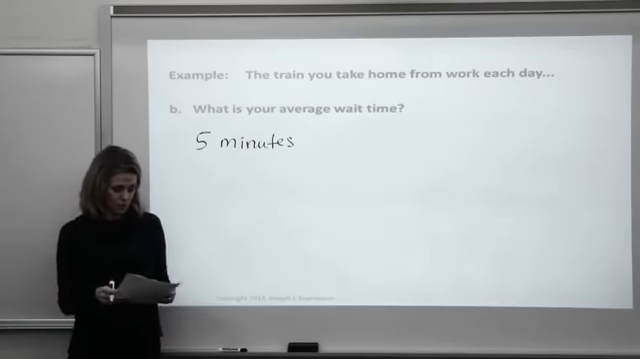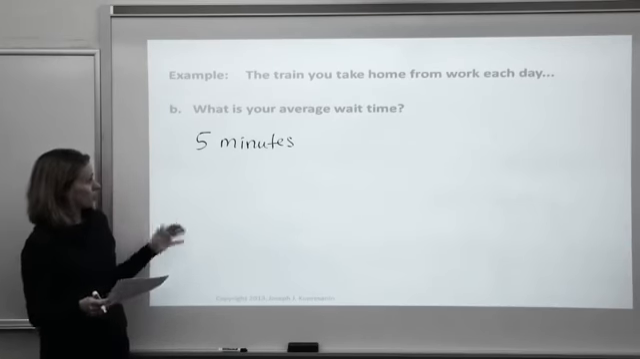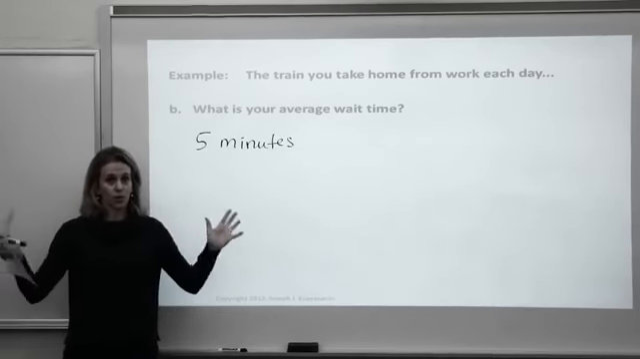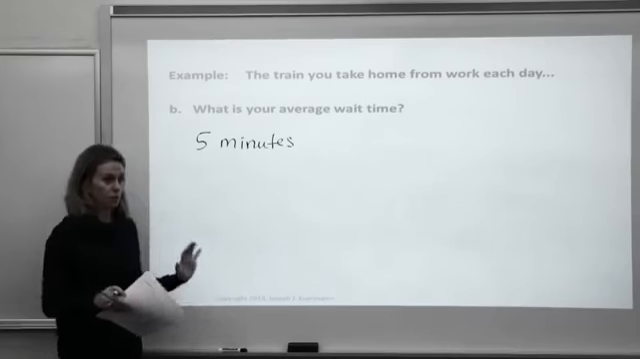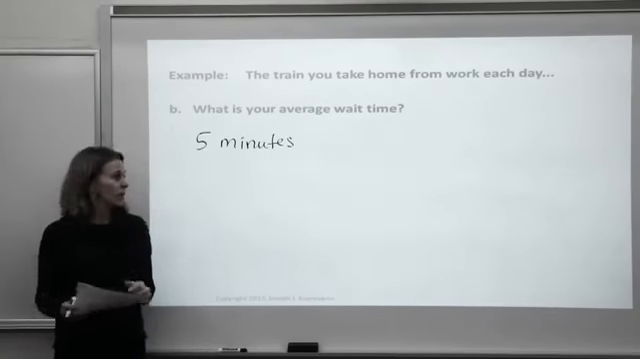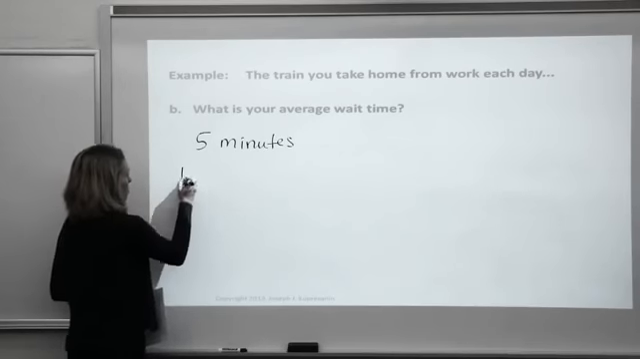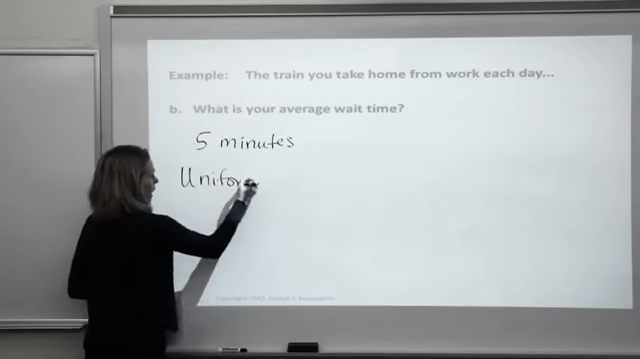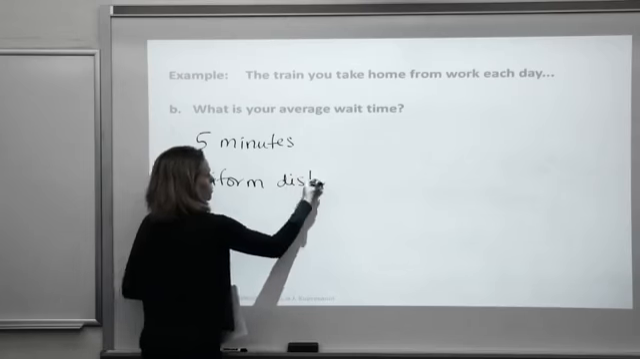For a uniform distribution that has what are called endpoints of A and B, our endpoints are 0 minutes and 10 minutes, the average is always going to be the number right in the middle of those. So it will be true for anything that follows a uniform distribution.